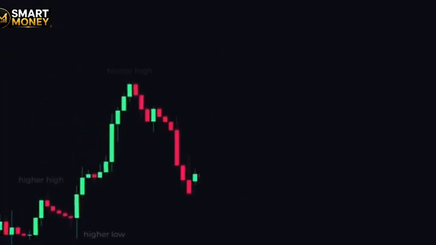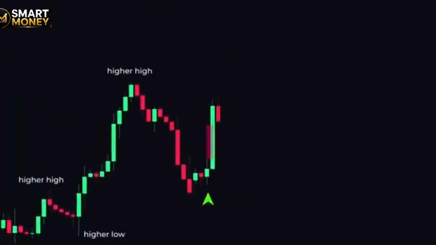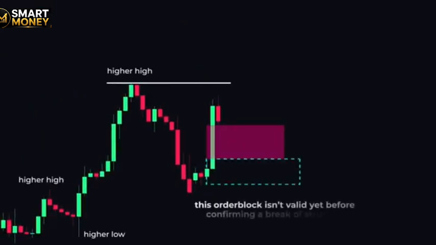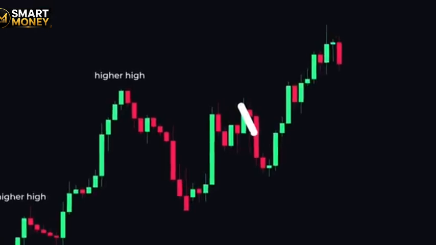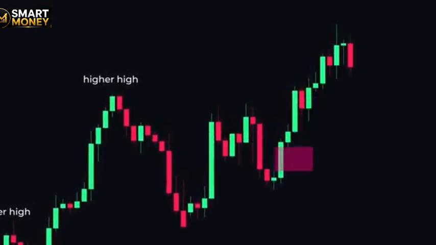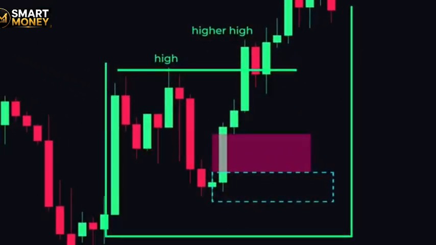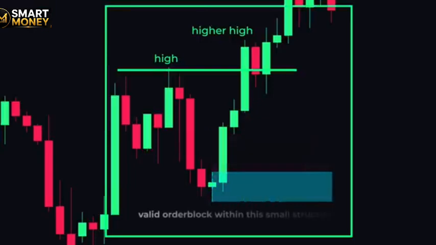Here we see a significant upward movement, coupled with inefficiency, suggesting a possible order block. However, since the price hasn't formed a break of structure yet, this order block isn't valid at this point. After some time, we notice the price moves downward and then back up, forming another inefficiency, indicating another possible order block. This time, the price does form higher highs, but it's within a smaller structure. This makes it a valid order block within this smaller structure.